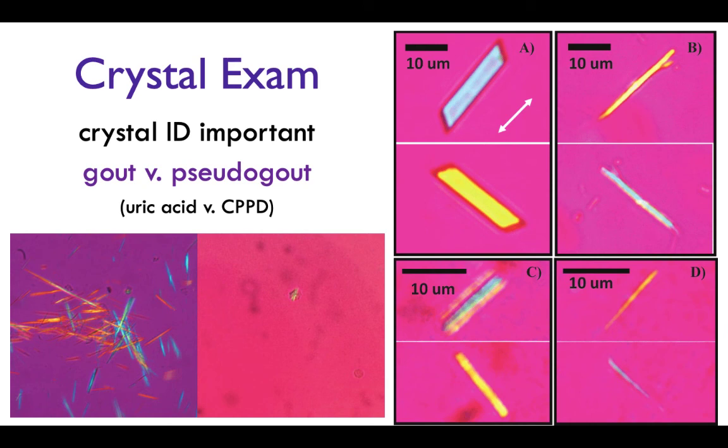I'm not going to expect you to do that. I mean, we don't even have those kinds of scopes in our lab, but just know that crystals are really significant in synovial fluid, and getting down to what kind they are is also really helpful from a diagnostic standpoint.